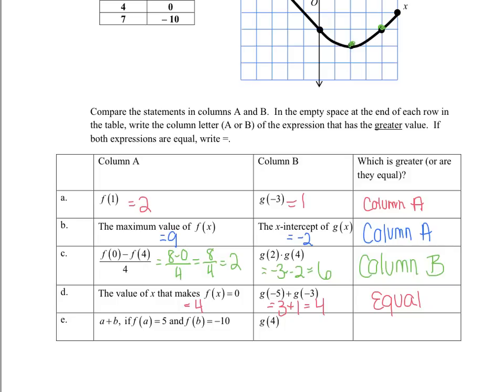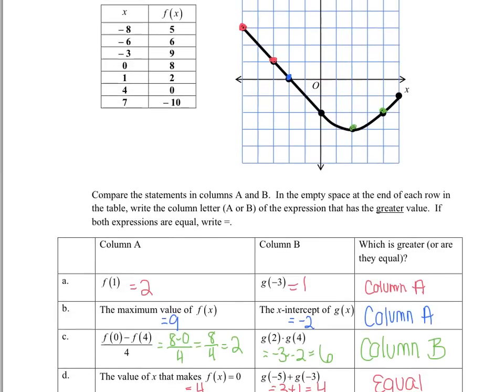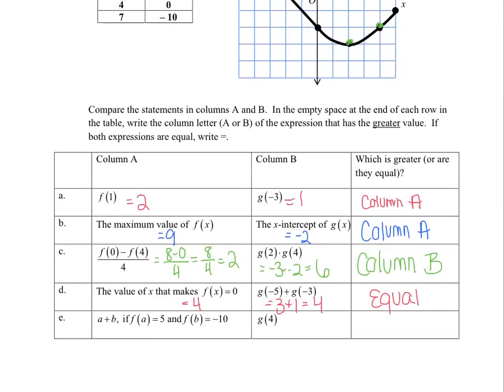Finally, we have a plus b if f of a equals 5 and f of b equals -10. Well, when does f of x equal 5? F of x is going to equal 5 when x is -8. So f of a equals 5 when a is -8. All right, and then we have f of b equals -10. Well, that's when b is 7. So f of a equals 5 is -8. F of b equals -10 is when b is 7, and -8 plus 7 is -1.